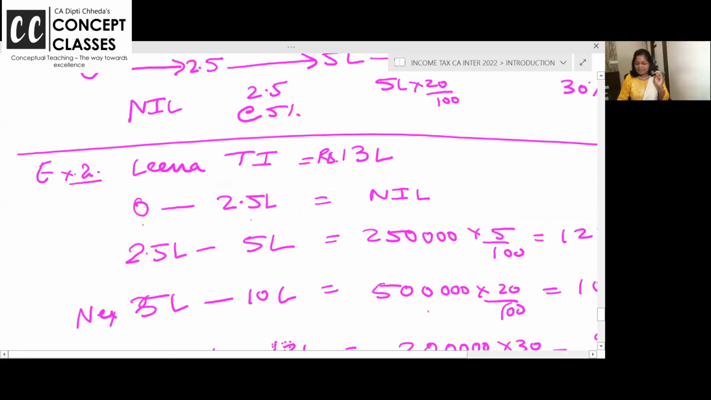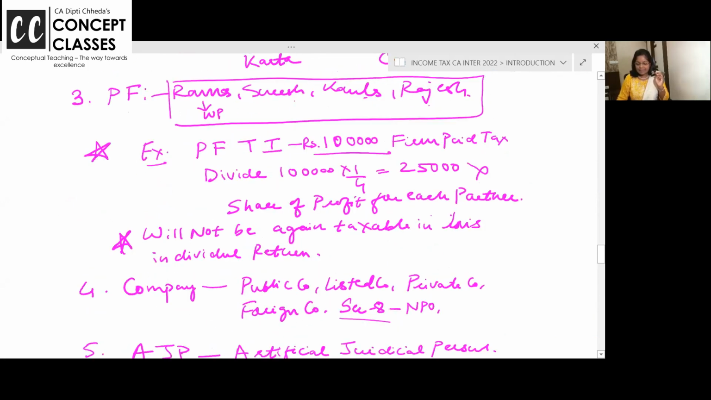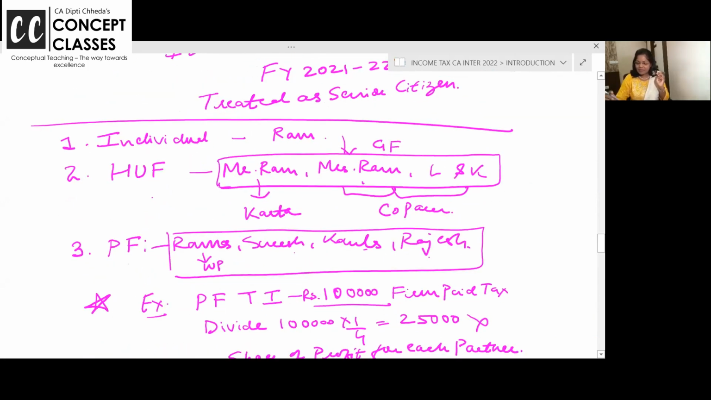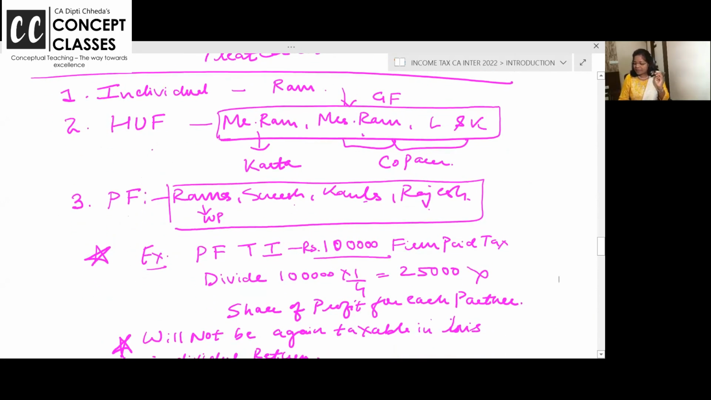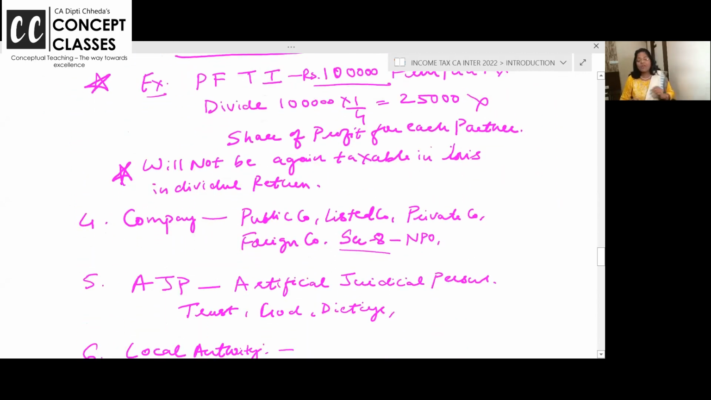So let me share the screen and we will add it now, no problem. Come back to yesterday's screen. Yes. Yesterday we have written all this. Individual, HUF, partnership firm includes LLP also. LLP should also file the return. Then we have companies, whether listed, unlisted, public, private, foreign company, domestic company, all should file the return.